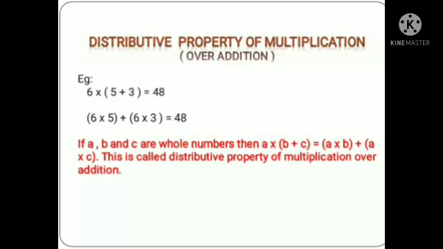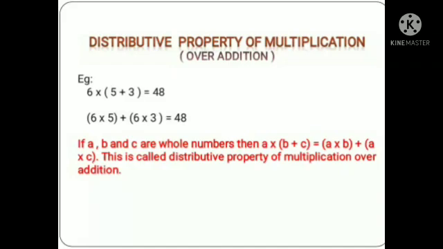Next, distributive property. Distributive property of multiplication over addition. Consider the example 6 into (5 plus 3). According to the BODMAS rule, we will first add 5 plus 3. 5 plus 3 equals 8. 8 into 6 equals 48. Next, 6 into 5 plus 6 into 3. 6 into 5 equals 30, plus 6 into 3 equals 18. So 30 plus 18 equals 48.